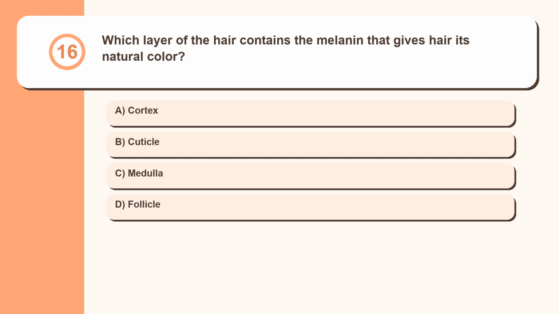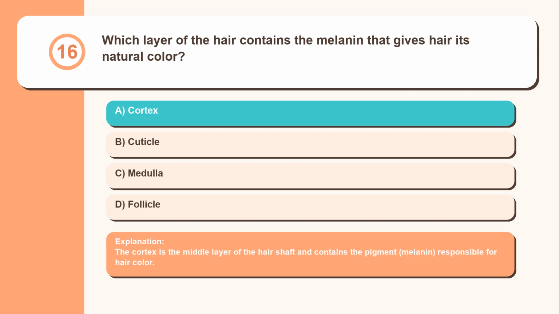Question 16. Which layer of the hair contains the melanin that gives hair its natural color? Cortex, cuticle, medulla, follicle. The cortex is the middle layer of the hair shaft and contains the pigment, melanin, responsible for hair color.